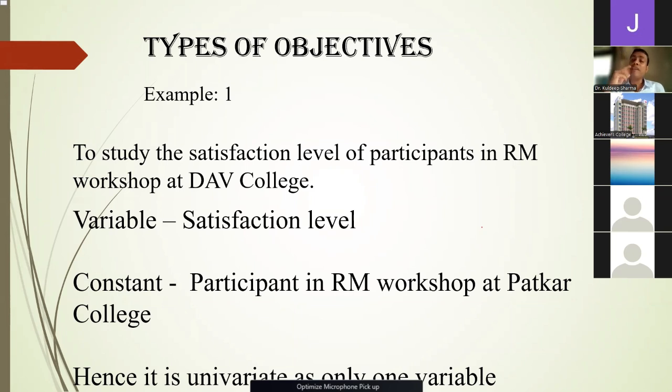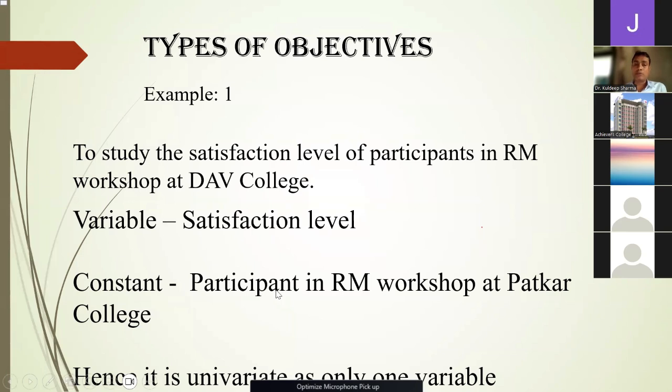When we want to manipulate any variable, it is called a dependent variable. Listen once again. If we want to manipulate, if we want to predict, or we want to check, it is called a dependent variable. So here we want to evaluate the satisfaction level.